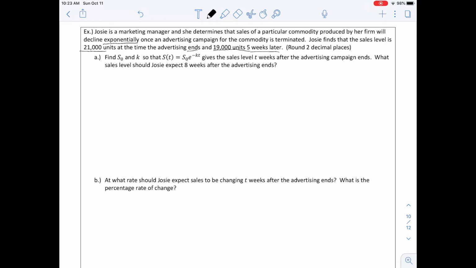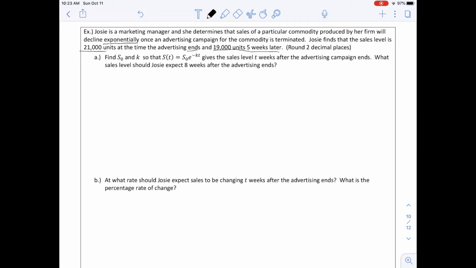Round our answers to 2 decimal places. So part A says find S naught and K so that S of T equals S naught e to the negative KT gives the sales level T weeks after the advertising campaign ends. What sales level should Josie expect 8 weeks after the advertising ends?